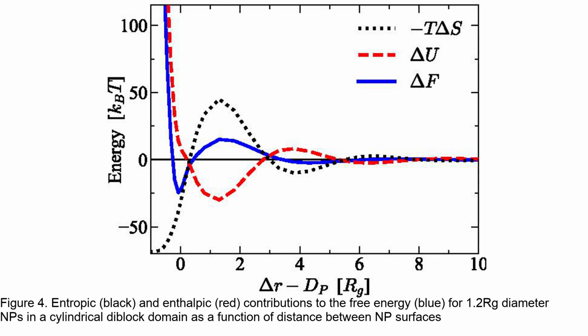Discussion of the entropic and enthalpic contributions to the free energy of bare NPs in cylindrical diblock copolymer domains. The entropic and enthalpic components of the free energy are separated using thermodynamic relationships. The entropic effects dominate the interactions, suggesting that chain stretching plays a slightly more prominent role in the system than AB interface minimization.